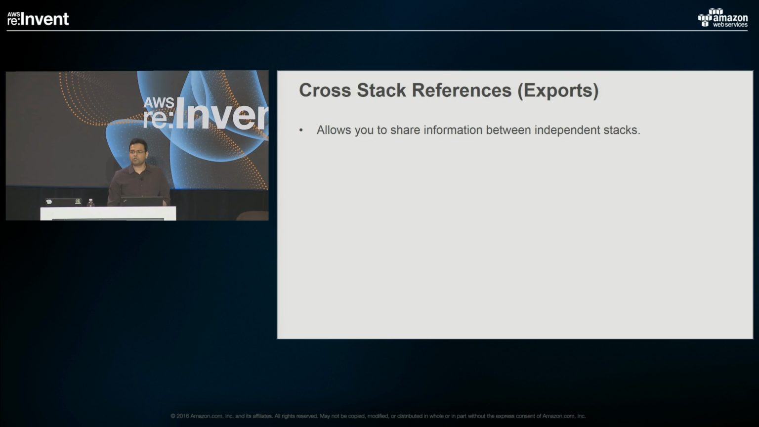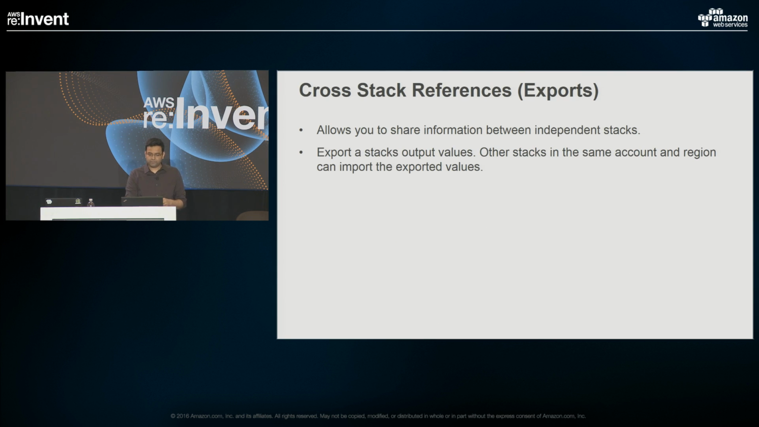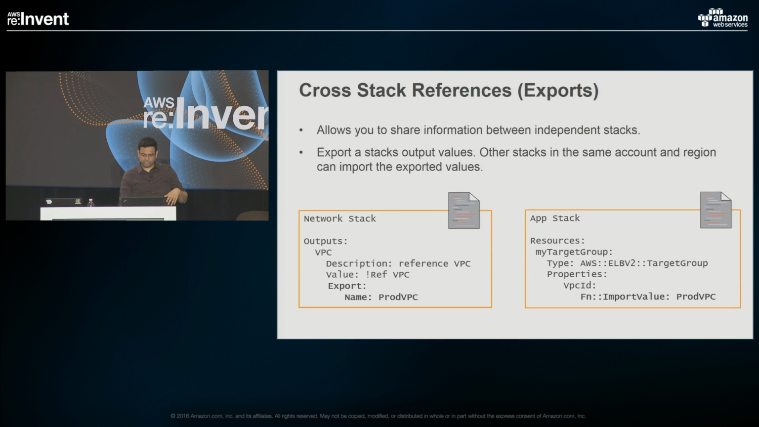We launched a feature called Cross-stack References. It allows you to share information between independent stacks. You can flow your configuration value from one stack to another. So basically, suppose you have a stack, I'll give you an example here, that will be much easier to understand. You start with a network stack.